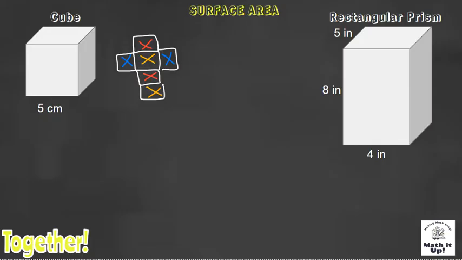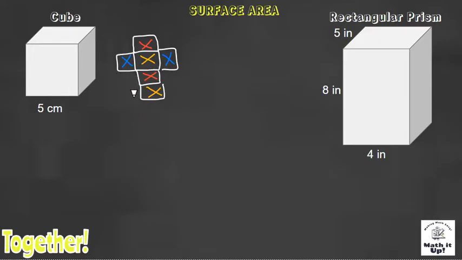Think about if you were going to wrap this box and you didn't want any of the wrapping paper to overlap, and you needed exactly the right amount of wrapping paper so that every edge matched up. That's what you would need for the box. That would be the total surface area.